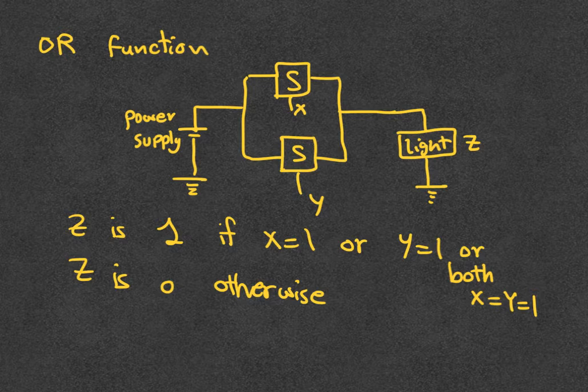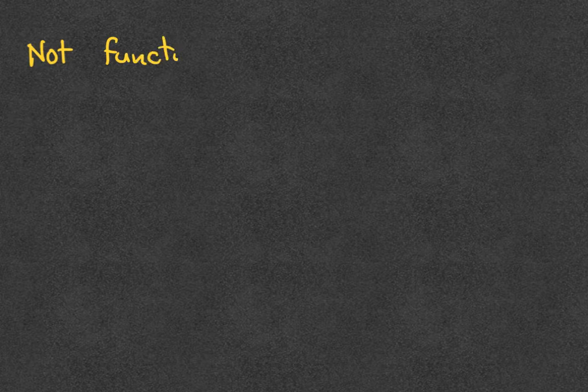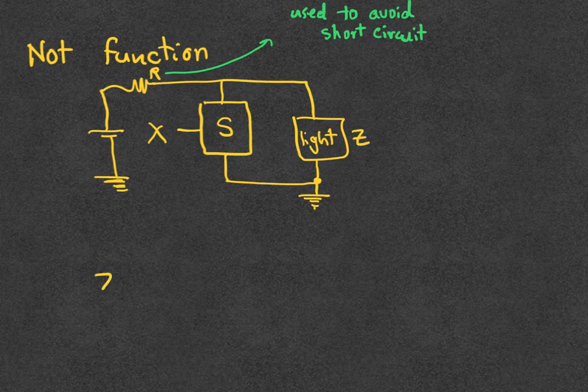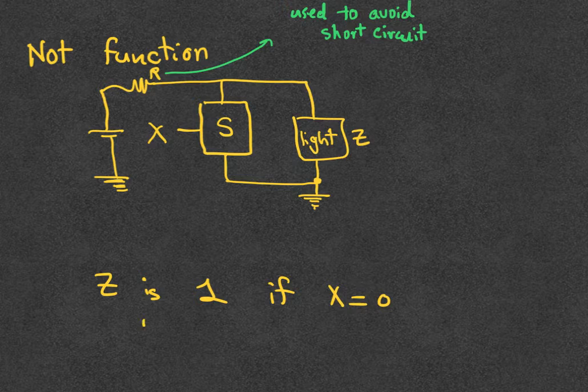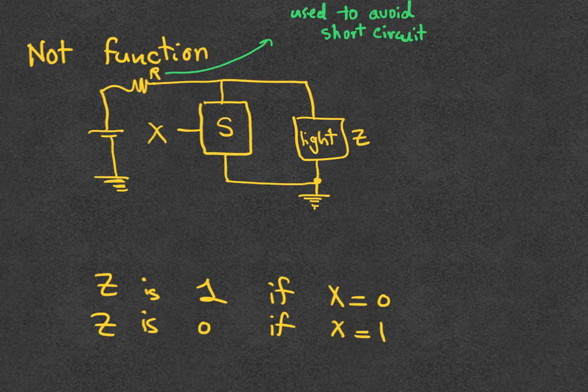And then let's see the NOT operation. So the NOT function: Z is 1 if X is 0, and Z is 0 if X is 1. So these are the three main logical operations.